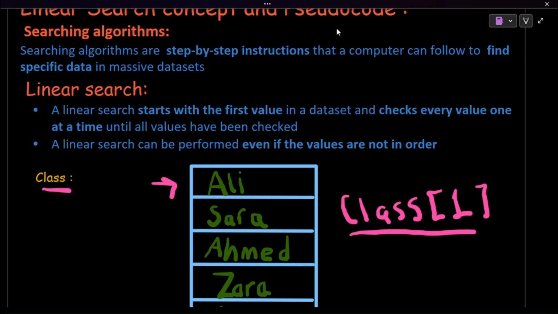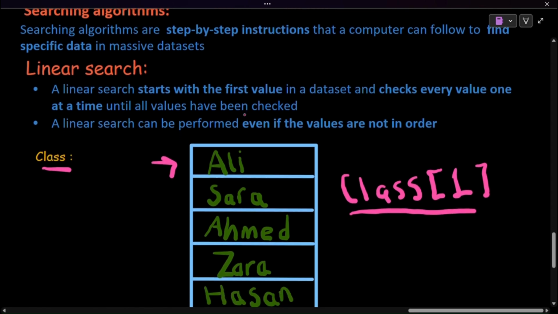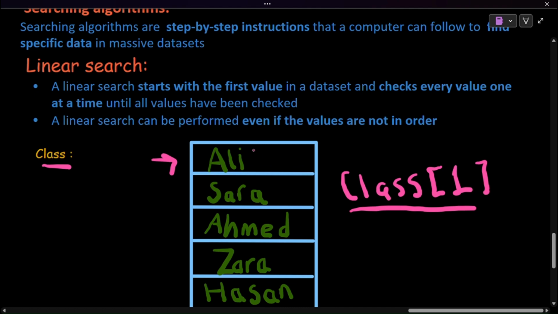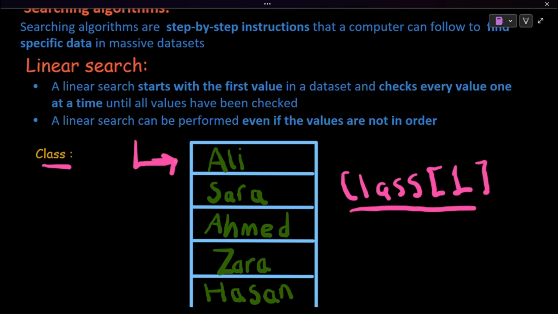A linear search starts with the first value in a data set. Like in the previous example, I was finding Zara in this class array, but I started it with Ali. I checked the first position. Is this Zara? No, it was not. Then I moved to the second position of the array, then third, and then fourth, till I found the position of Zara.